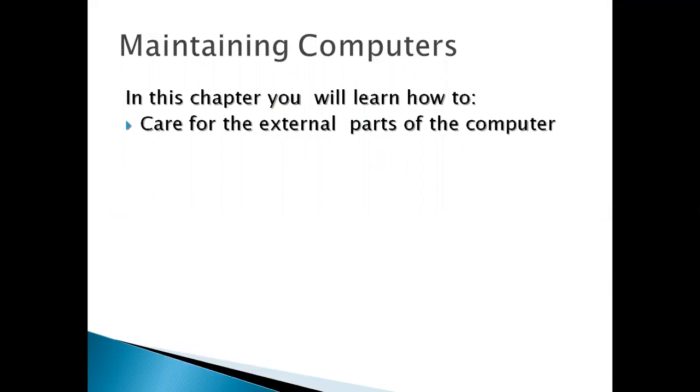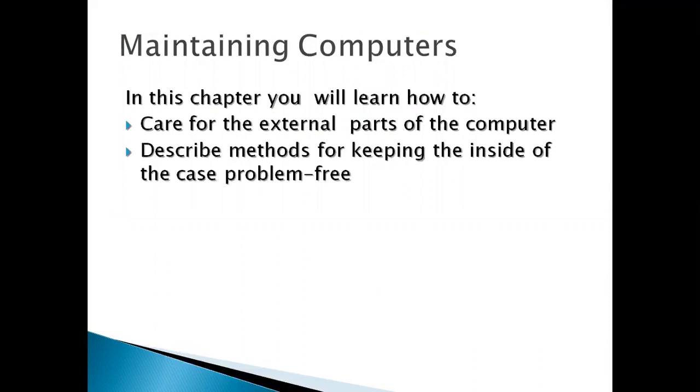We were studying how to maintain the computer, how we will maintain the external parts of the computer, how we will maintain the internal parts of the computer, and what the liquids are, and how we can clean the external and internal parts of the computer without damaging any parts, either inside or outside.